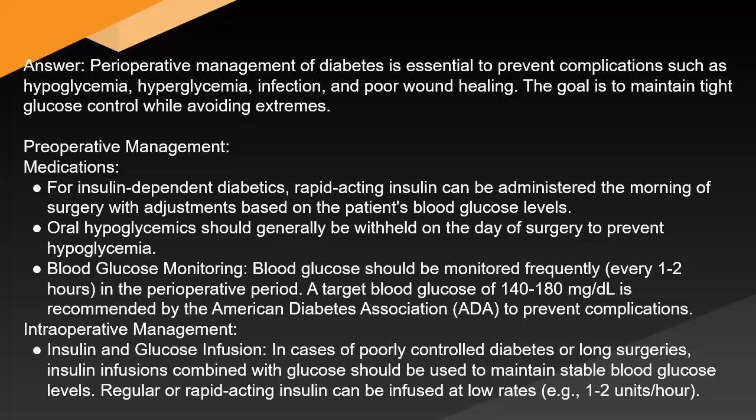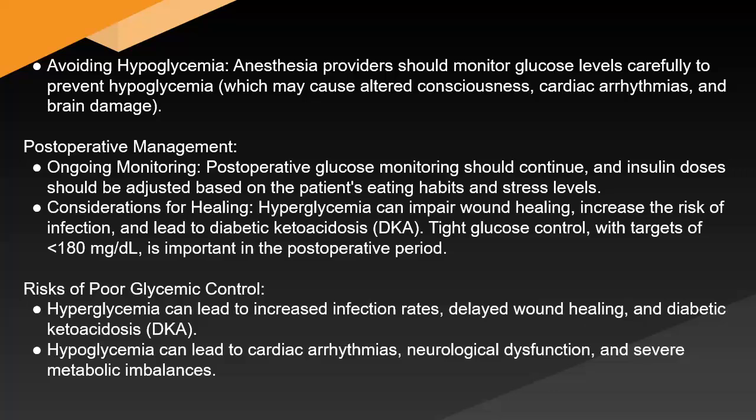In cases of poorly controlled diabetes or long surgeries, insulin infusions combined with glucose should be used to maintain stable blood glucose levels. Regular or rapid-acting insulin can be infused at low rates, e.g. 1-2 units per hour. Avoiding hypoglycemia: anesthesia providers should monitor glucose levels carefully to prevent hypoglycemia, which may cause altered consciousness, cardiac arrhythmias, and brain damage.